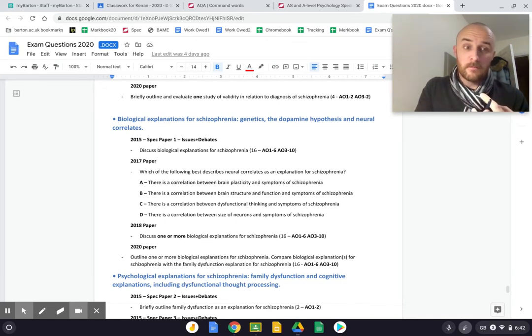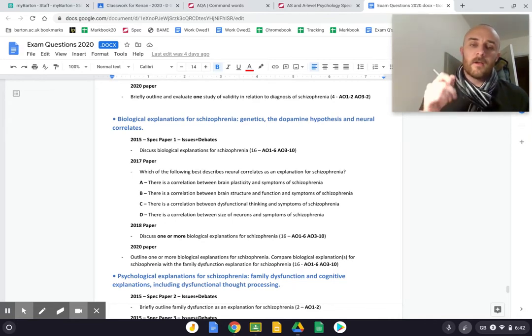Hyperdopaminergia, hypodopaminergia, candidate genes, the C4 gene, the SERT gene, for example, the mesolimbic system, the mesocortical system. So all of these things, you really have to be able to use those terms.